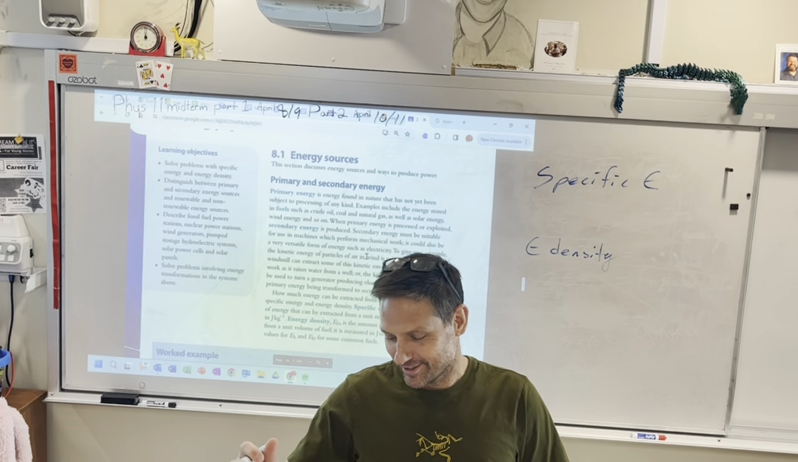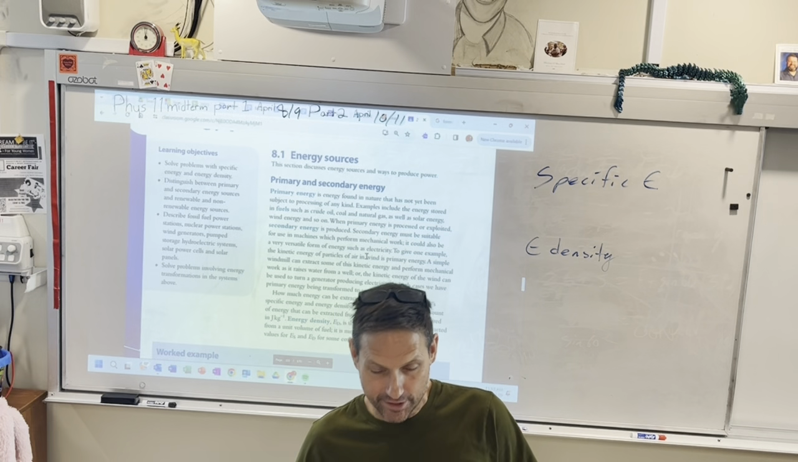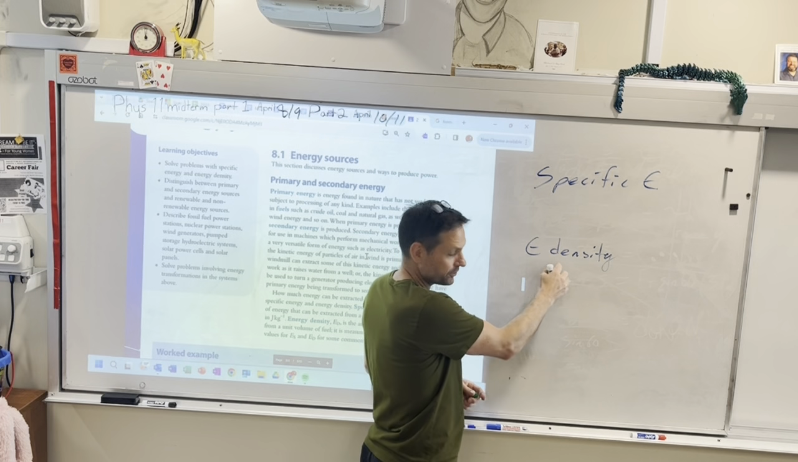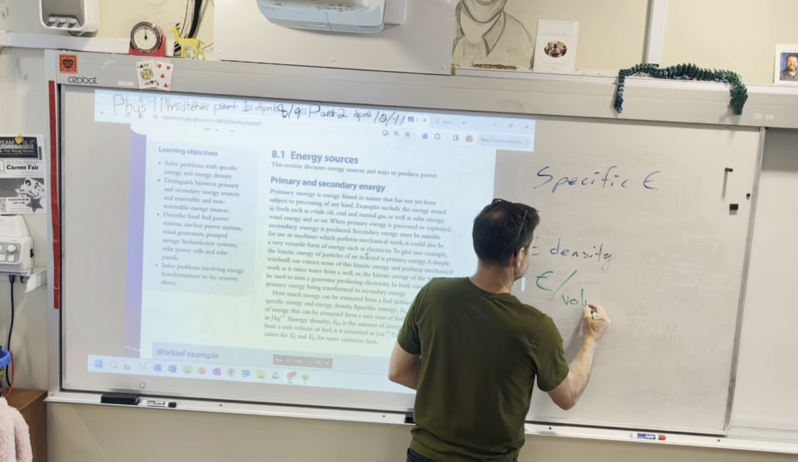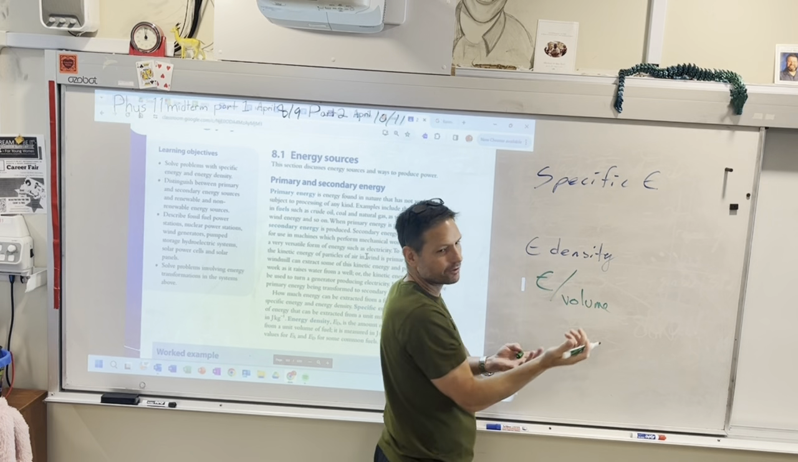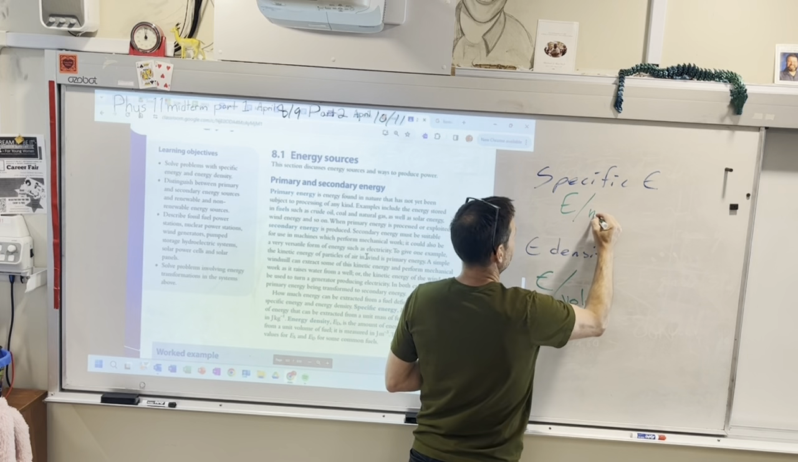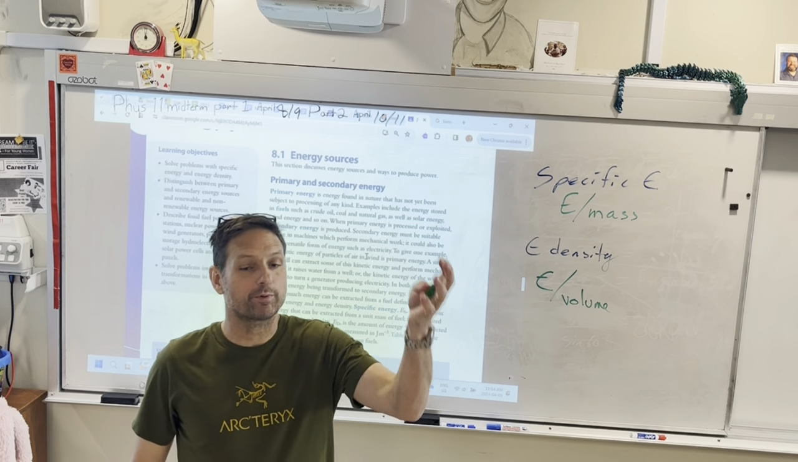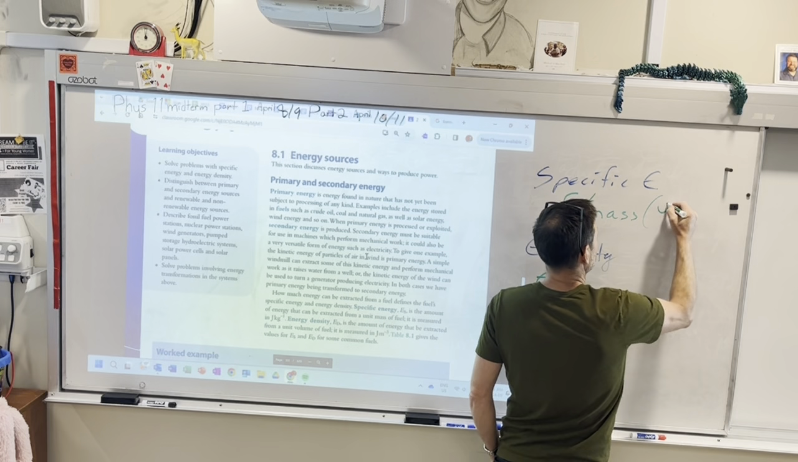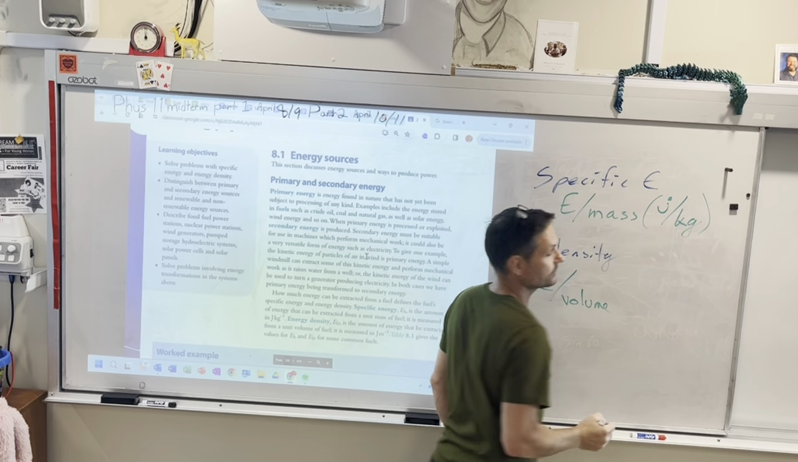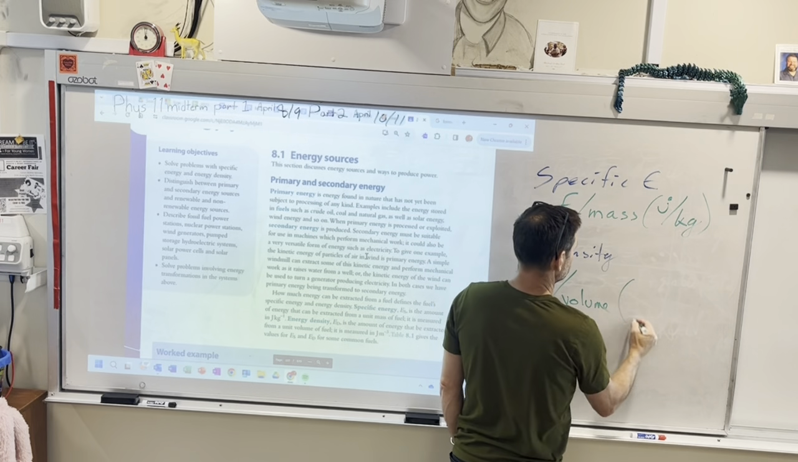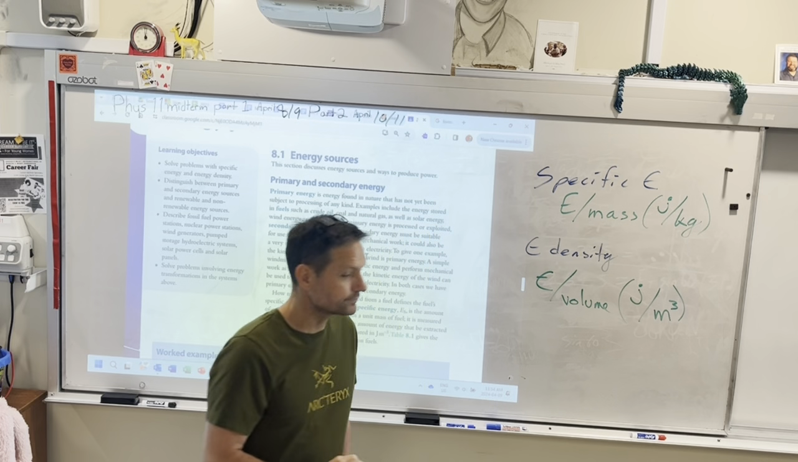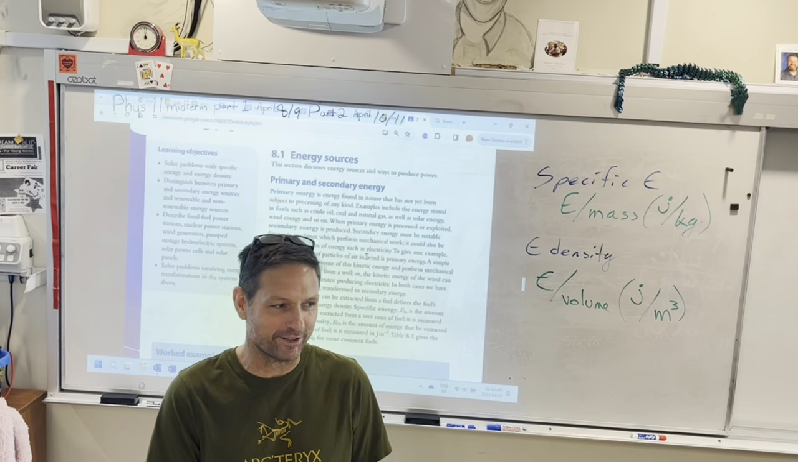Okay. So there's energy per unit mass, and there's energy per unit volume. Energy density is per unit volume, so it's E per volume. Specific energy, I don't know why they call it this, is E per mass. So what would the units of specific energy be? Joules per kilogram. Good. And what would energy density be then? Joules per meter cubed.